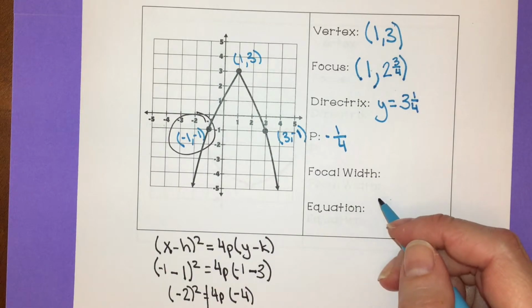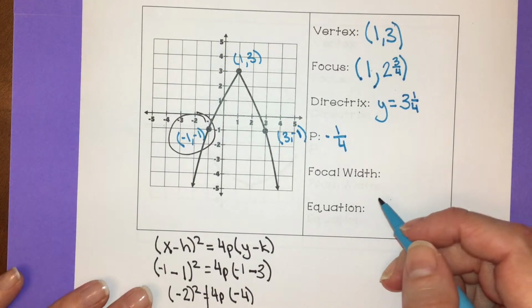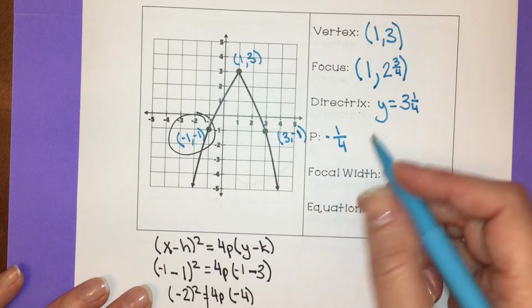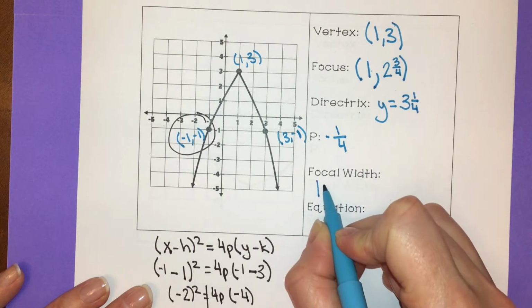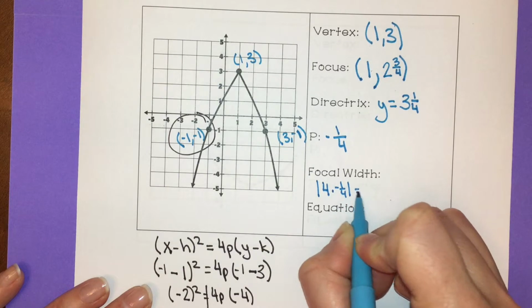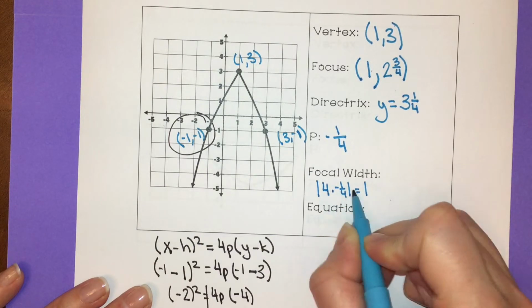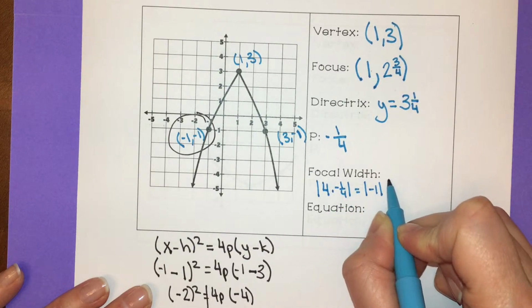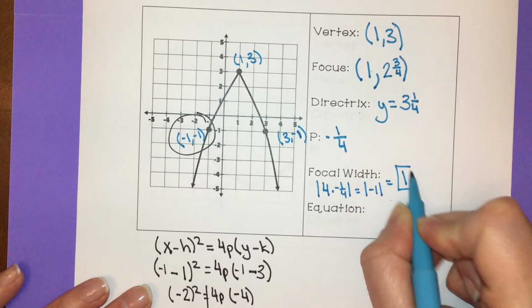Okay, focal width, absolute value of 4 times p. Well, I'm just going to write this one out. Absolute value of 4 times -1/4. This is the absolute value of -1, which gives us +1.